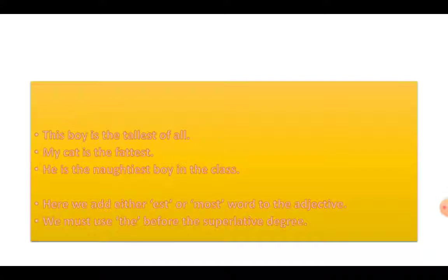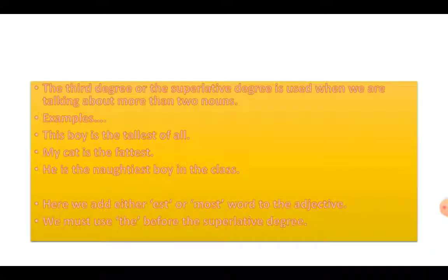But in case the things are more than two, we have a lot of things to compare from. Then we find out the best, the highest. We call it the superlative degree, or the third degree. Here, instead of er, we add est to the adjective, and after that we use of all, in the class. We give a name to the remaining things.